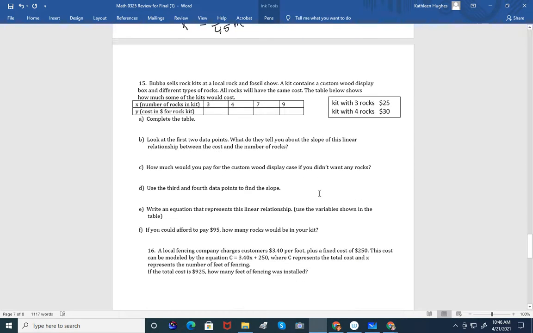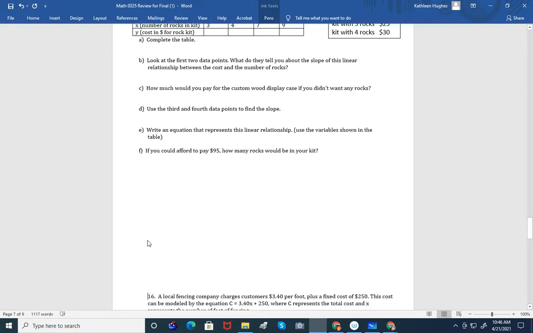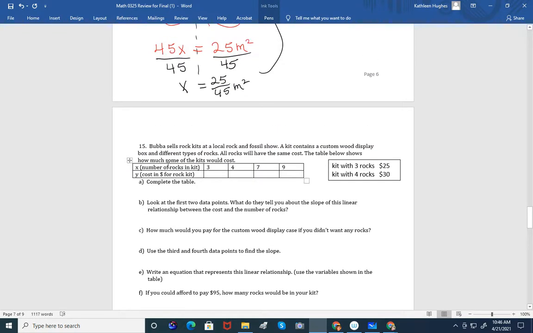Okay, so we got a lot of questions here with Bubba and the rock selling business. It says, Bubba sells rock kits at a local rock and fossil show. The kit contains a custom wood display box and different types of rocks. All of the rocks have the same cost. The table shows how much some of the kits would cost. Kits with 3 rocks are $25, so let's fill that in.